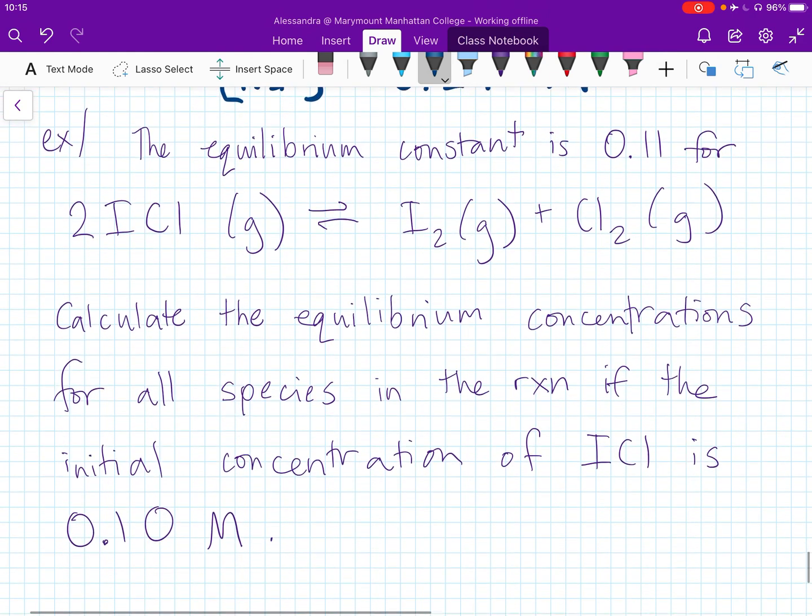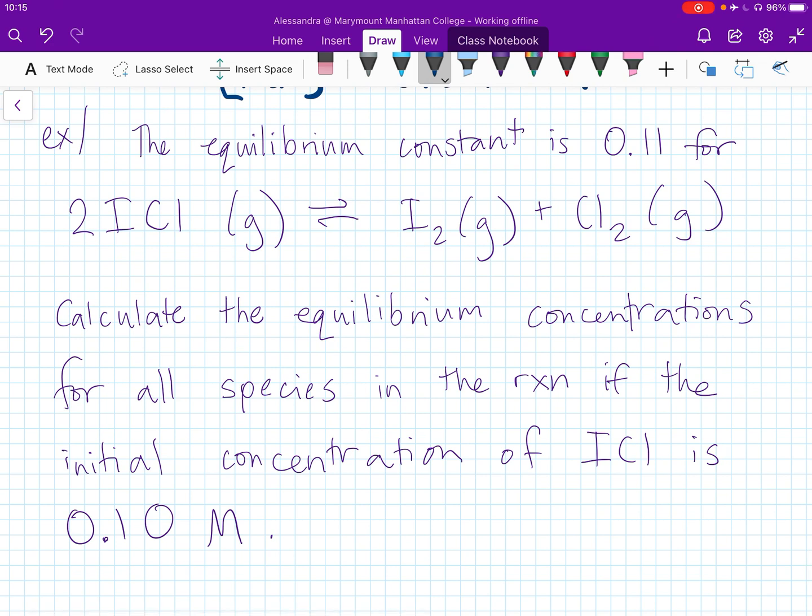The equilibrium constant, K, is 0.11 for the reaction where 2 iodine monochloride gas decomposes to iodine gas and chlorine gas. Okay, that's a balanced chemical reaction. Using that information, can we calculate the equilibrium concentrations for all of the species in this reaction if the initial concentration of ICl is 0.10 molar?